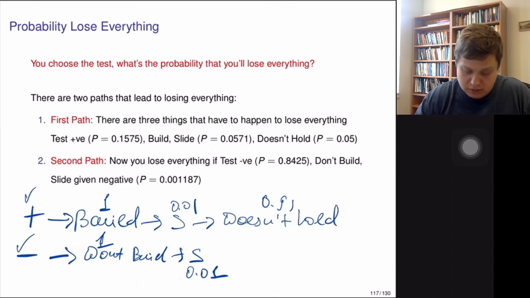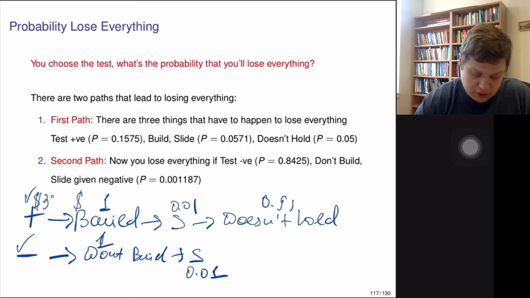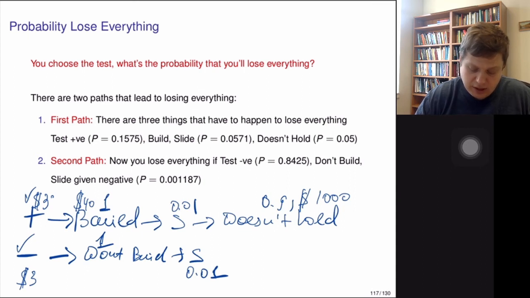And let's look at the cost of those paths. So the cost of this one, since we did do the test, it's $3,000 here. And then we do build the wall, so it's another $40,000. And the slide happened and the wall doesn't hold, so that's another $1 million in damage. And here the costs are, we did the test, it was negative, so we paid $3,000 for the test, and then we don't build a wall, we don't spend money on this, but if slide does happen, then we're gonna lose $1 million in property damage. So those are the costs.